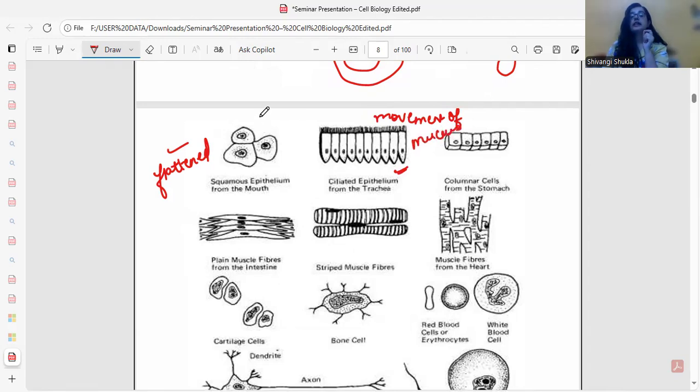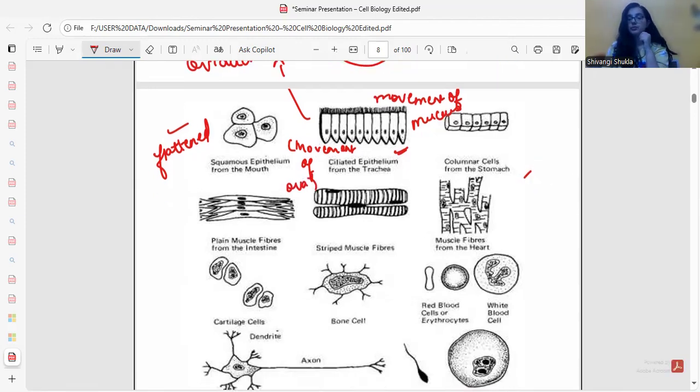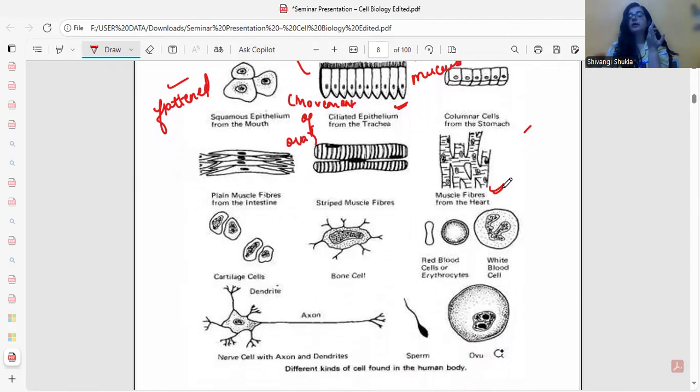Also, it is present in the oviduct and helps in the movement of ova. Then columnar cells from the stomach. So muscle fibers, these are the fibers from the heart.